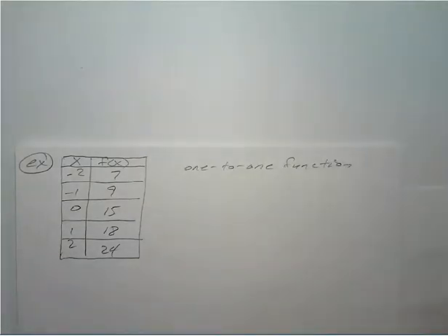Okay, how do we know that? Because if you have -2, -2 only has one f of x value. -1 only has one f of x value. 0 only has one f of x value. You don't see 0 appear anywhere else. So every x has only one y value.